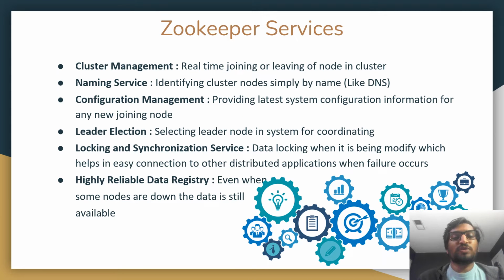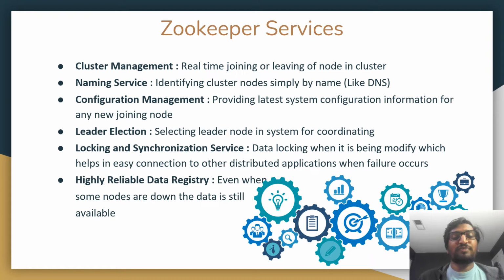Now coming to the Zookeeper services, there are 6 Zookeeper services. The first one is cluster management. It basically handles the real-time joining and leaving of any node from the cluster. Second one is the naming service. It basically uses name to identify any node in the cluster. It is similar to a DNS, that is domain name service.